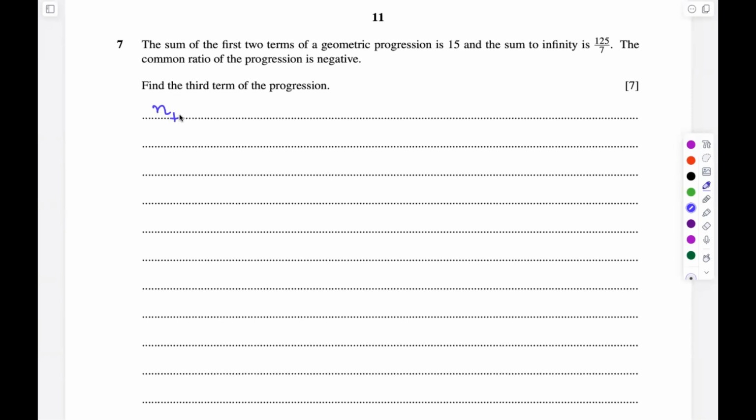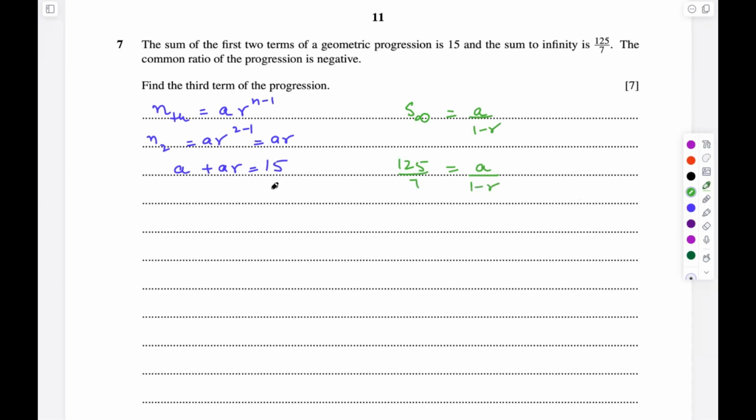Now, if it is a geometric progression, the nth term is given by ar to the power n minus 1. The first term is a, and the second term will be ar to the power 2 minus 1, which equals ar. So the sum of the first and second terms equals 15. The sum to infinity is given by the formula a upon 1 minus r, and that equals 125 upon 7. So we can write 125 upon 7 equals a upon 1 minus r.